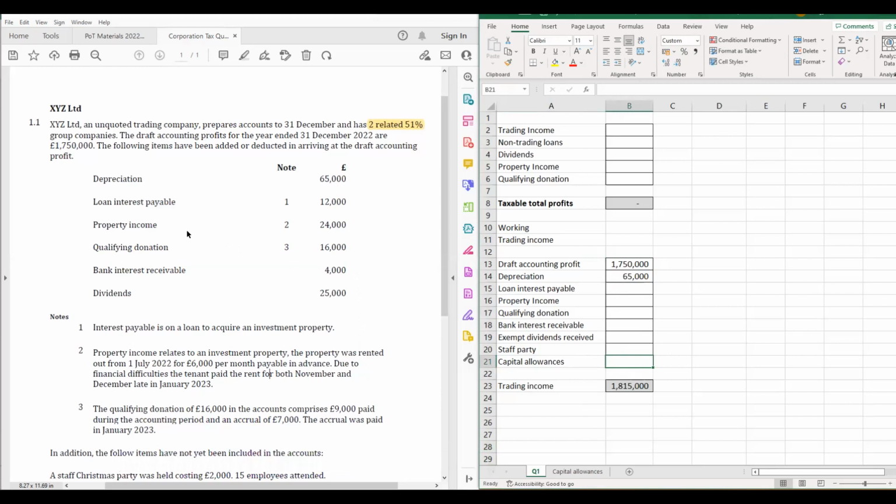The next one we've got is loan interest payable for £12,000, which is linked back to a note. So the note we've got is interest payable is on a loan to acquire an investment property. So the term investment property straight away means that this interest that the business XYZ Limited has incurred is a non-trade loan relationship. Essentially, it's not linked to their trade. It's linked to investing activities. So the first thing we need to do is to add back that £12,000 because it's a cost that shouldn't be going into our trading income workings.